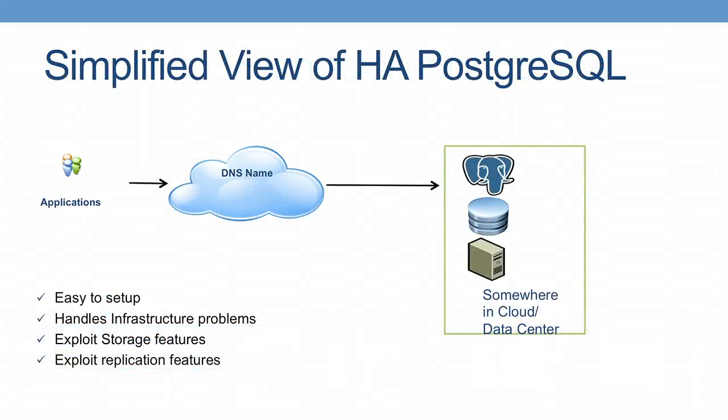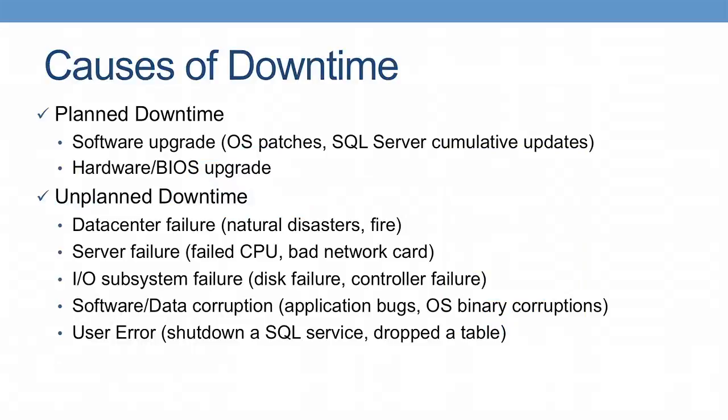Thanks to Amazon, here is the management view of a highly available Postgres setup. What Amazon says is, here's your DNS name, and here is something somewhere running in the cloud, which is highly available. And that's what the management expects. Now, this is hard to do. It looks good on paper, but when you actually try to implement it in your own enterprise, it's very hard.